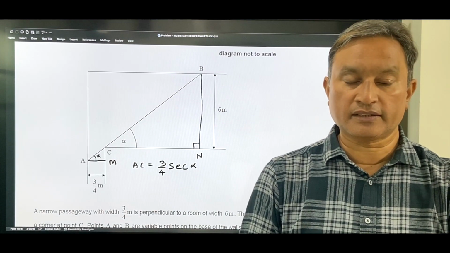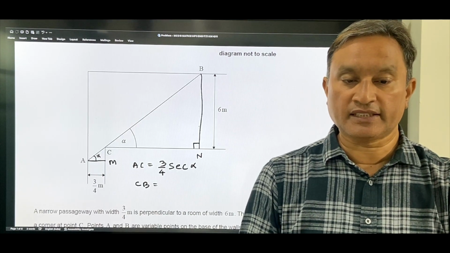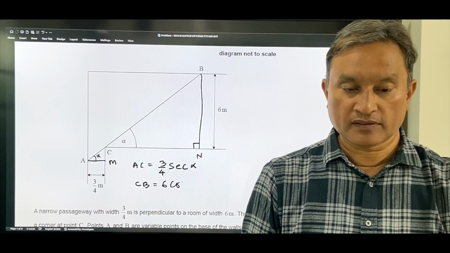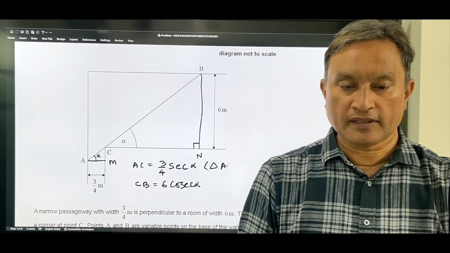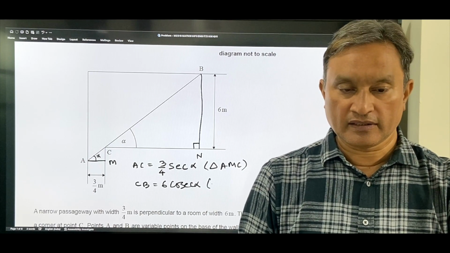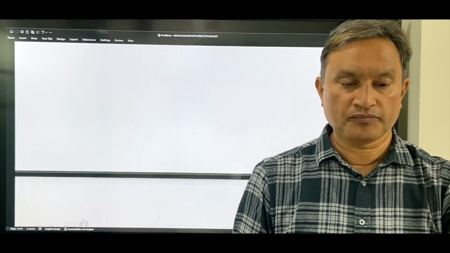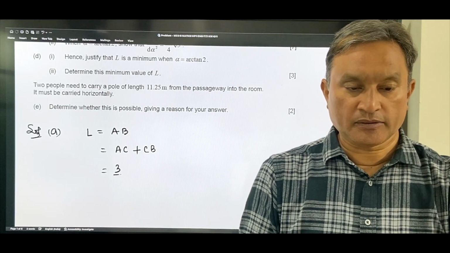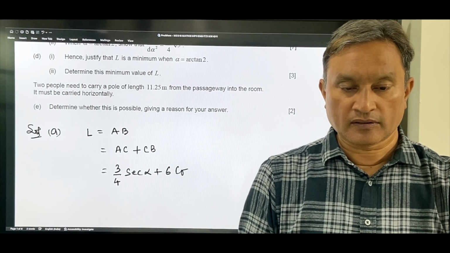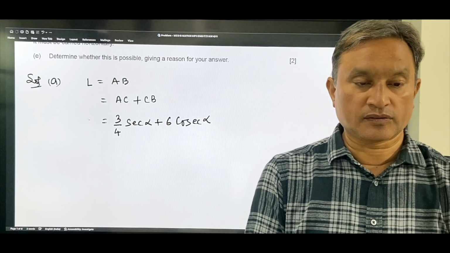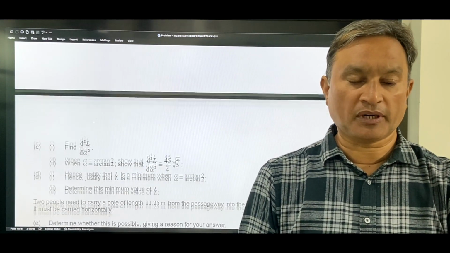and in the other triangle CNB, CB equals, we know this length is 6, so that would be 6 cosec alpha. Here we consider the triangle AMC, and here we consider the triangle CNB. Now we will substitute the values. So 3 by 4 sec alpha plus 6 cosec alpha. So this is the solution of A part. Now we will proceed to B1 part.